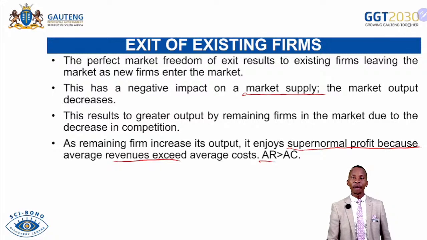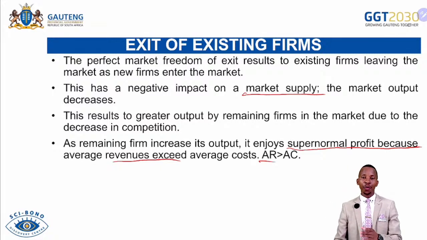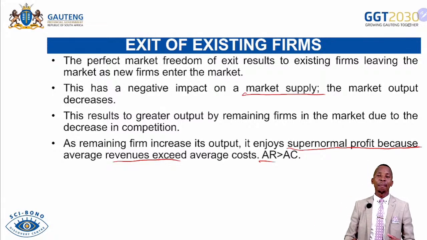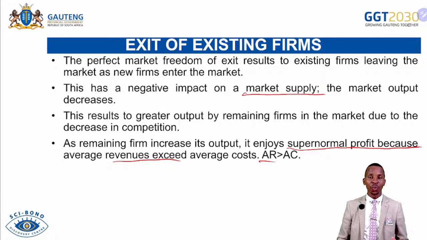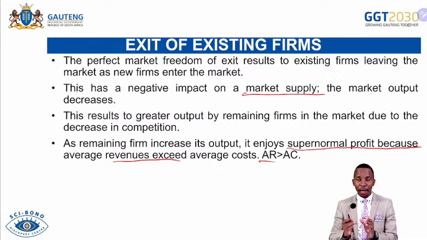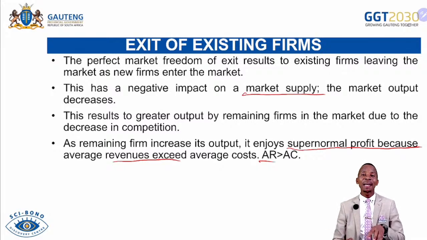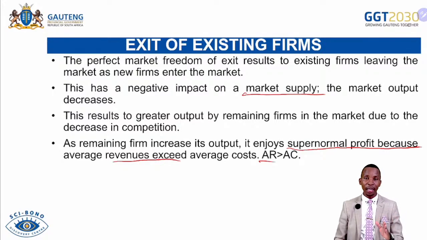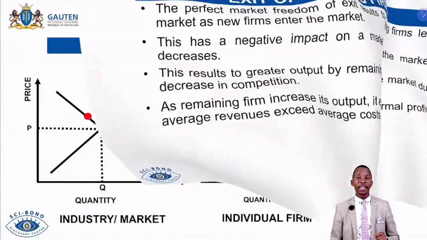So if existing firms are leaving, the firms that are remaining will have much capacity to produce because competition has been reduced. As a result, they will find themselves supplying more as individual firms, but the market supply will decrease because firms are decreasing, competition is decreasing, then market supply will decrease. That will be indicated graphically.